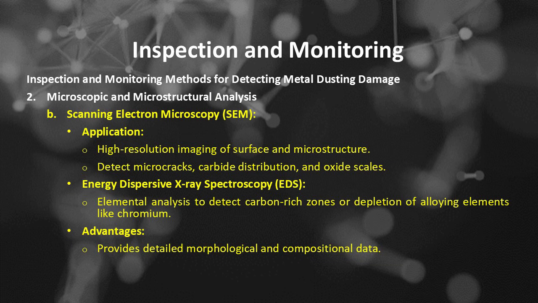Number B, scanning electron microscopy or SEM. Applications are high-resolution imaging of surface and microstructure, detecting microcracks, carbide distribution, and oxide scales. Energy dispersive X-ray spectroscopy or EDS, elemental analysis to detect carbon-rich zones or depletion of alloying elements like chromium. Advantages of scanning electron microscopy or SEM: it provides detailed morphological and compositional data.